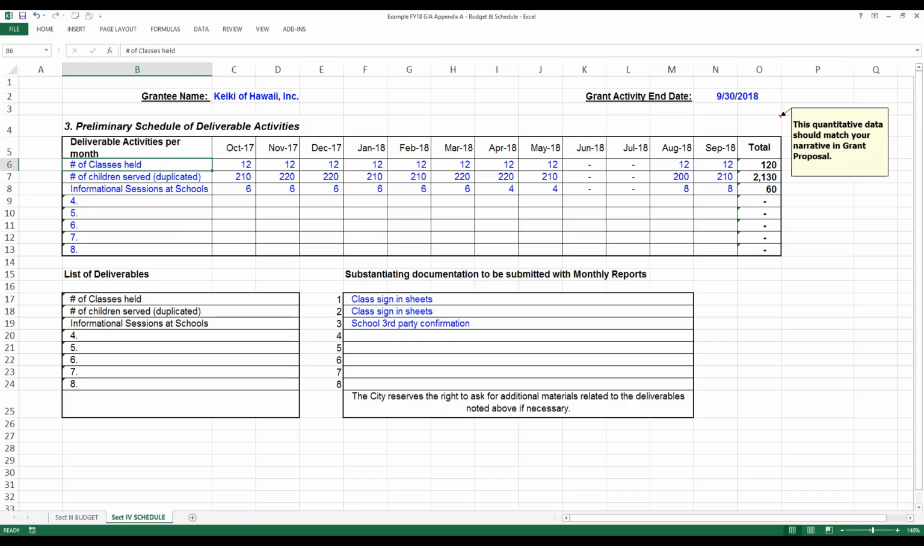Next question. Can an organization apply for more than one grant on different topics? Yes, you may submit multiple applications on different categories of activities, but you may only get awarded one application per organization.